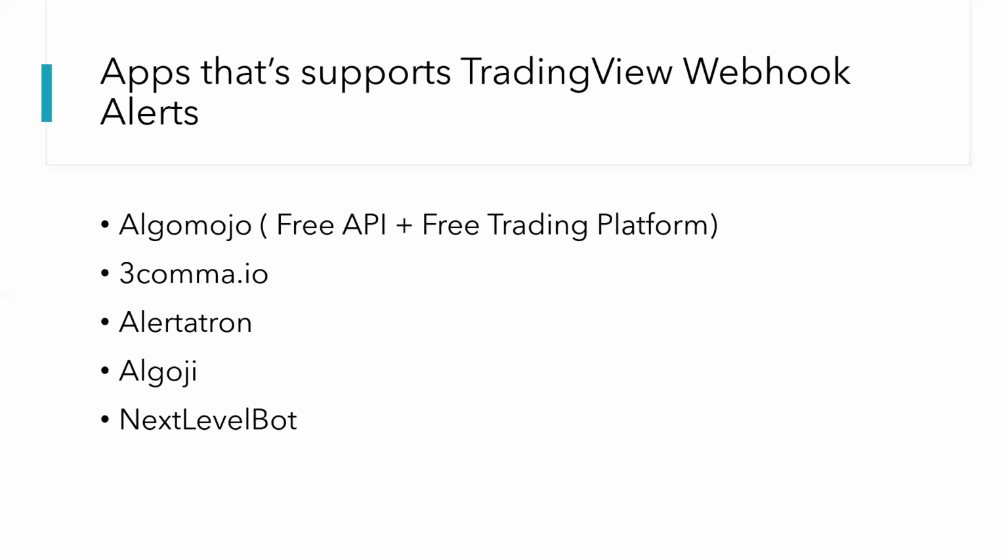And AlgoG, Next Level Bot, all these are Indian vendors who are trying to capture the orders from TradingView and send them to the broker terminal. Mostly they are using broker APIs. But among them, AlgoMojo is currently offering a free API and free trading platform solution. All the rest of the players are charging for the platform. Whereas AlgoMojo came up with a free API and a free trading platform as well.